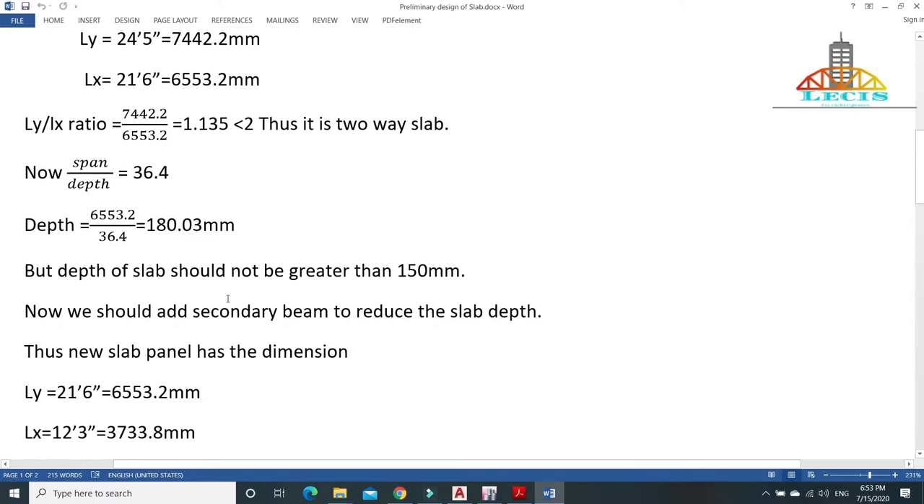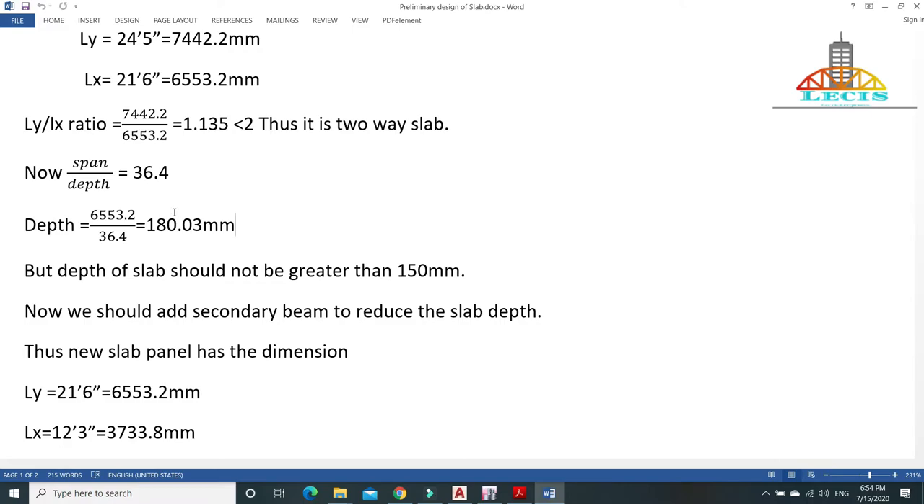But you know, the depth of slab should not be greater than 150 mm. The reason is it is difficult to cast a slab deeper than 150 mm. So we have to restrict the overall depth of slab to 150 mm. In this case, the effective depth of slab comes to 180.03 mm, which is greater than 150 mm. So in this case, we should add a secondary beam to reduce the slab depth.